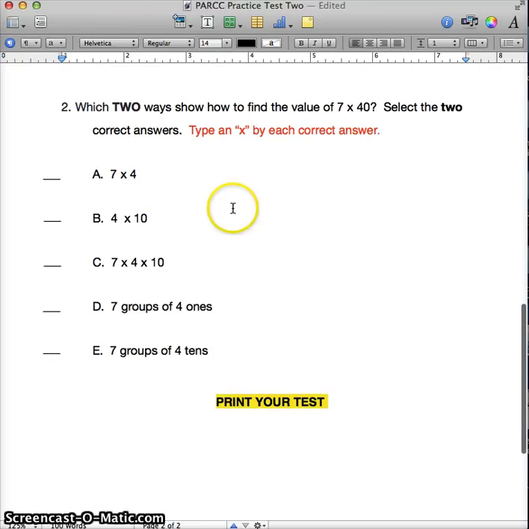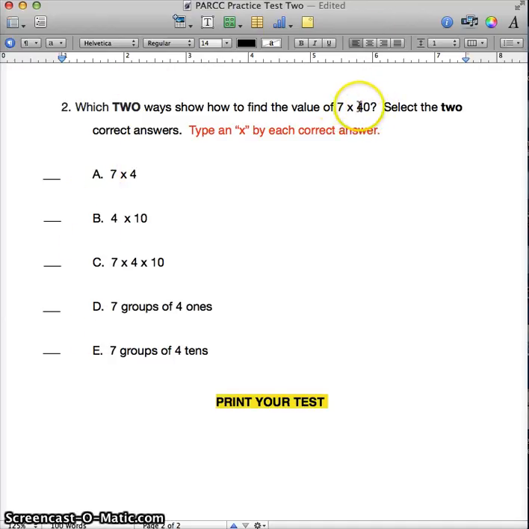Now this one, question 2, is one of those that's almost so easy, it's hard. It almost makes itself confusing when it doesn't have to be. Let's look at it. It says, which 2 ways show how you can find the value of 7 times 40? You know the zero trick. So you know that 7 times 40 is just going to be the same thing as 7 times 4, 28, with a 0 on the end, 280. So 7 times 40 is 280. You could figure that to figure your answer here, but you really don't have to.